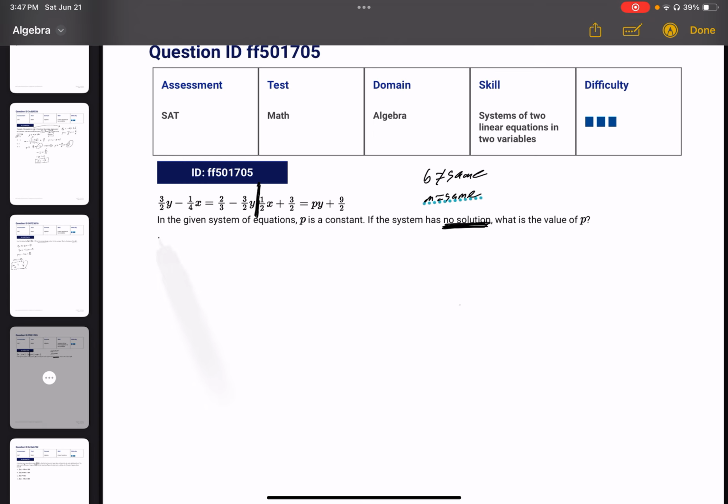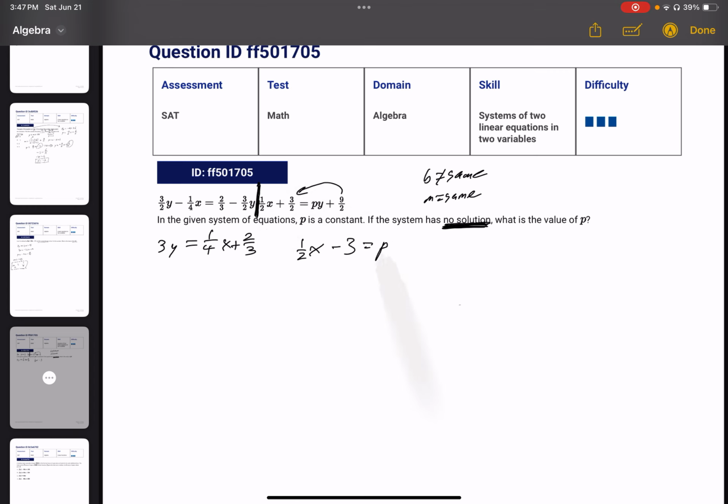So we have 3 over 2y. We want to isolate y first. And then, oh, I forgot to add this, so this will go to this side, and it will be 6 over 2, which is 3. And then over here we have 1/2 x, and then we're going to move that to that side. So 3 over 2 minus 9 over 2 is negative 6 over 2, which is negative 3.